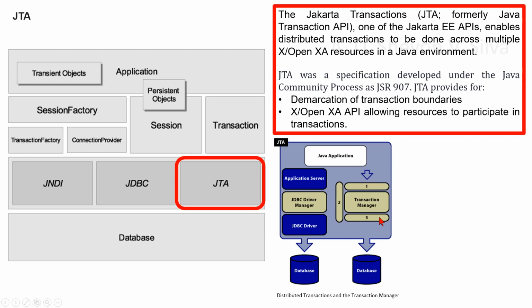JTA specifies a standard Java interface between the transaction manager and the other components in the distributed transaction: the application, the application server, and the resource managers. This relationship is illustrated in this diagram. The numbered boxes around the transaction manager correspond to the three interface portions of JTA.